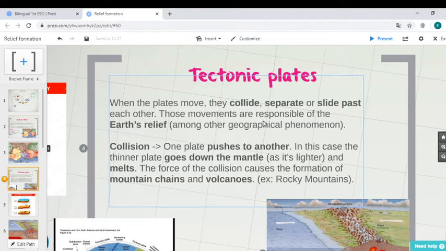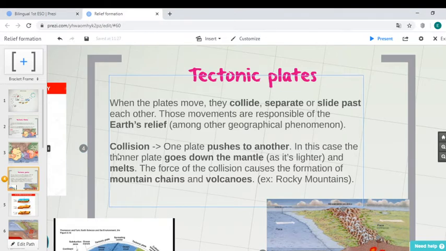Oh, by the way, this collision, separation, and sliding, they are responsible, among other geographical phenomena, for the Earth's relief. In other words, the mountain chains, for example, the Rocky Mountains, are a consequence of those tectonic plates colliding with each other. You're gonna see examples. So, as I was saying, collision. One plate pushes into another.